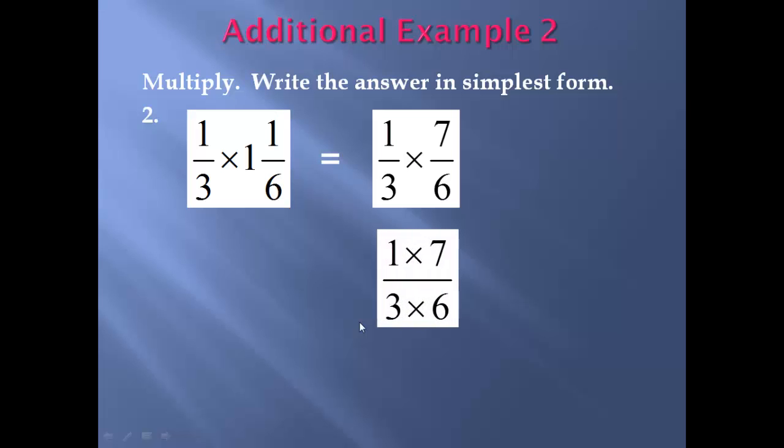We're then going to multiply 1 times 7 for the numerators, and 3 times 6 for the denominators. 1 times 7 is 7, and 3 times 6 is 18. So our answer is 7/18.